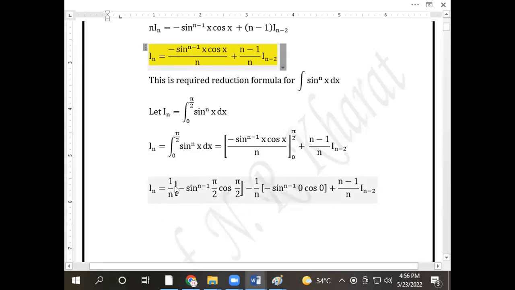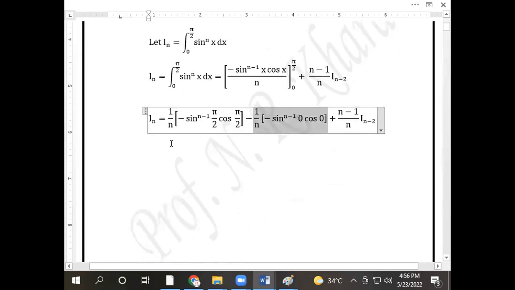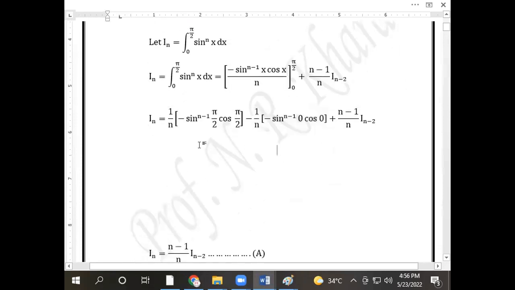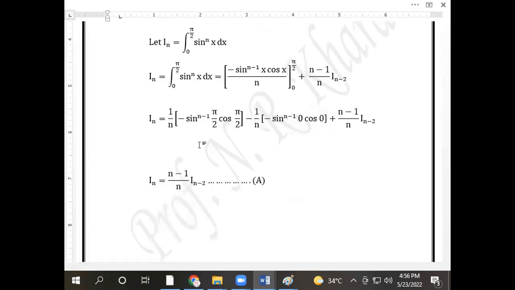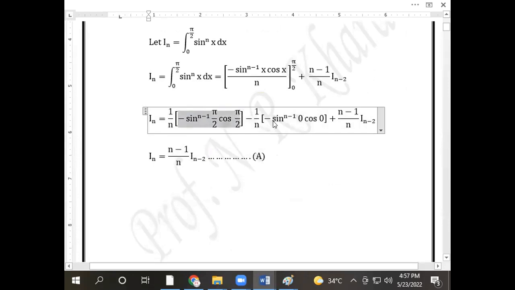So here we got 1 upon n outside that particular bracket, sine raised to n minus 1 of pi by 2 cos pi by 2, minus the same term replacing the value for the lower limit, and the remaining terms as it is. And we know that sine pi by 2 is equal to 1, cos pi by 2 is equal to 0. So the first term becomes 0. And in the second, sine 0 is equal to 0. The entire term becomes 0.